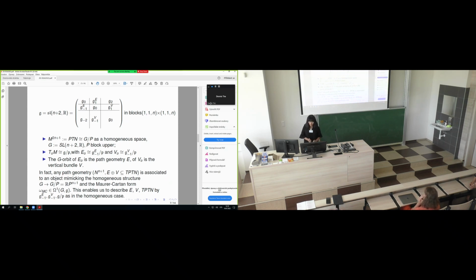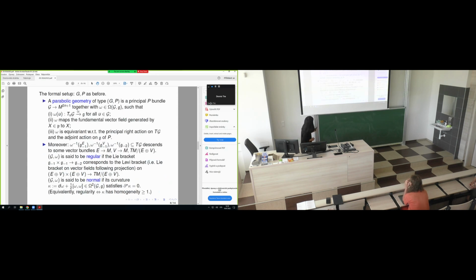and V. And this happens to any path geometry by assigning to it something similar to the homogeneous structure together with something similar to the Maurer-Cartan form. And this assignment allows us to have the same local trivializations of the bundles we are interested in to the same components, which are called parabolic geometry of a type.